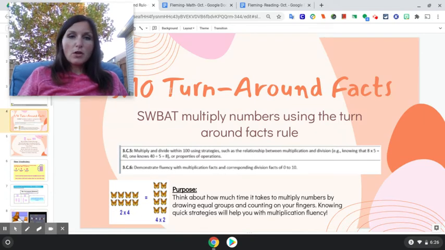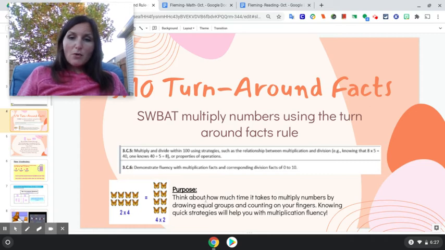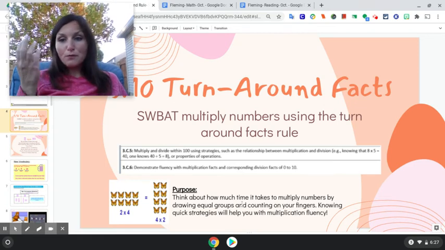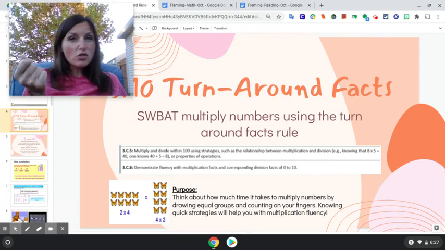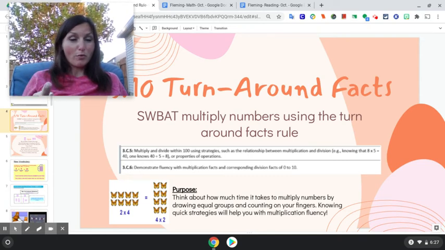We are going to talk about this because today we're multiplying numbers using the turnaround facts rule. This is an example of what that could look like. If you're thinking about that math message, this is a way that maybe you would think about. So think about how much time it takes to multiply numbers by drawing your equal groups, or making arrays, or counting on your fingers. This is a quick strategy that's going to help you not only know one fact, but know multiple facts.